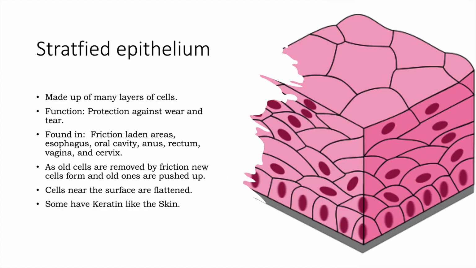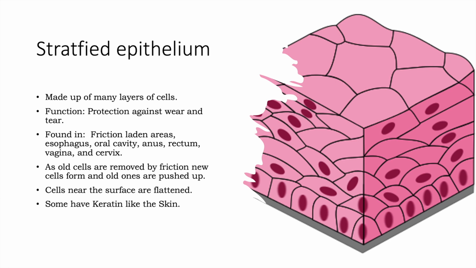So let's talk about the stratified epithelium. These are what we call the compound epithelial tissue. In the simple epithelial tissue, all cells are attached to the basement membrane. But when it comes to compound epithelial tissue, we are going to discover that not all cells will be attached to the basement membrane. So let's start with stratified epithelium.